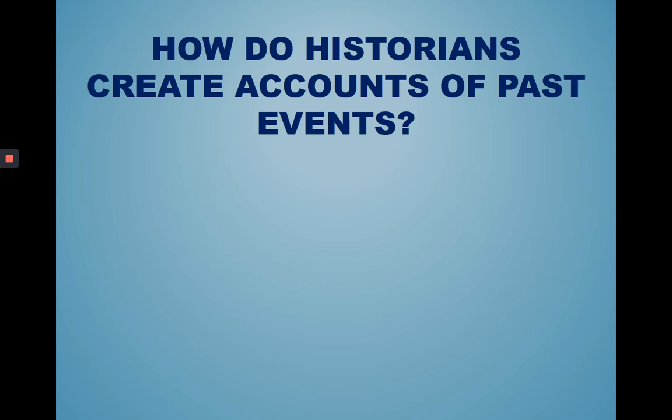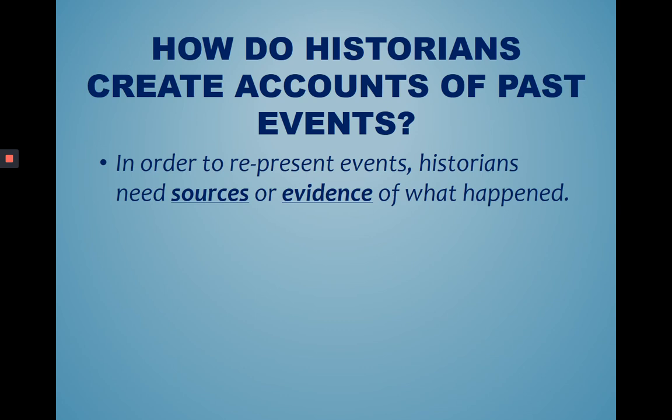So earlier this week we talked about what exactly history is and the difference between historical events and historical accounts. Historical accounts need to be created, and we're going to look today to see how historians create accounts of past events. In order to represent events, historians need sources or evidence of what happened. You cannot represent events or create historical accounts without evidence.